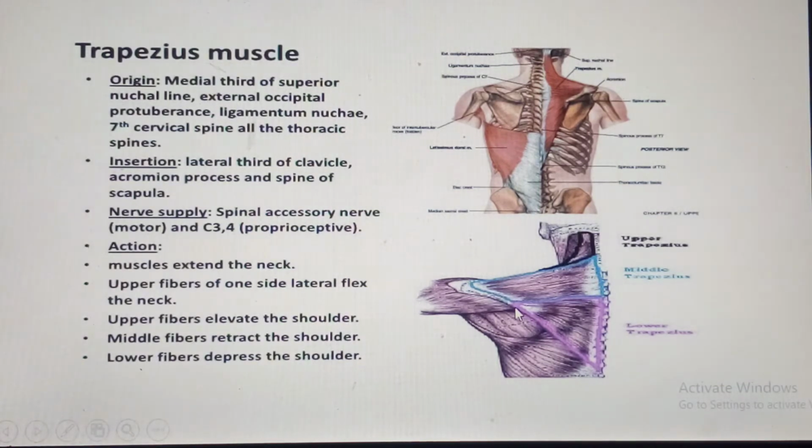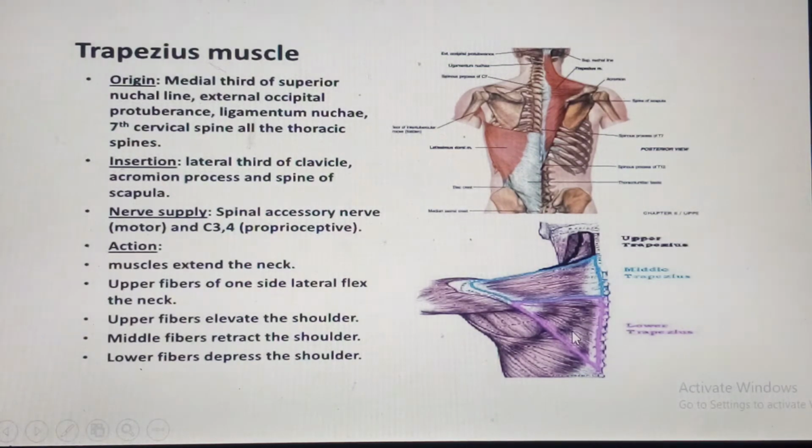So what will happen is that the upper fibers will be very important as far as flexing of the neck is concerned. You can see that it's closer to the neck area, so it's going to be helpful in flexion of the neck. Then of course the middle fibers will be very important as far as retraction of the scapula is concerned, so they help in retraction of the scapula. Then the lower fibers will help in depressing the shoulder.